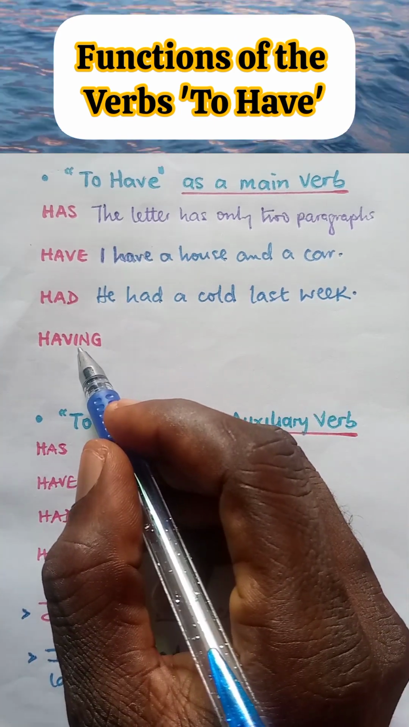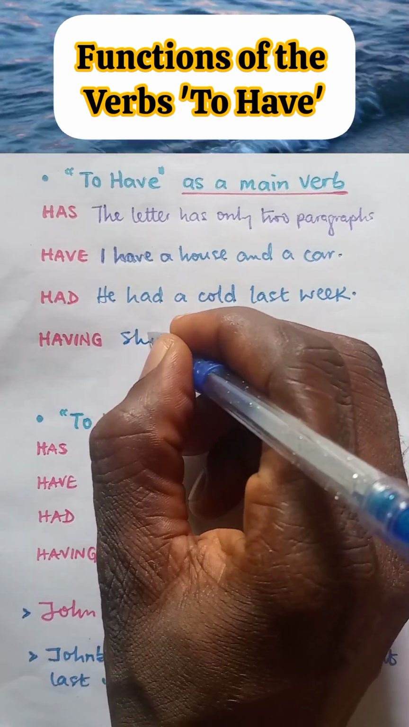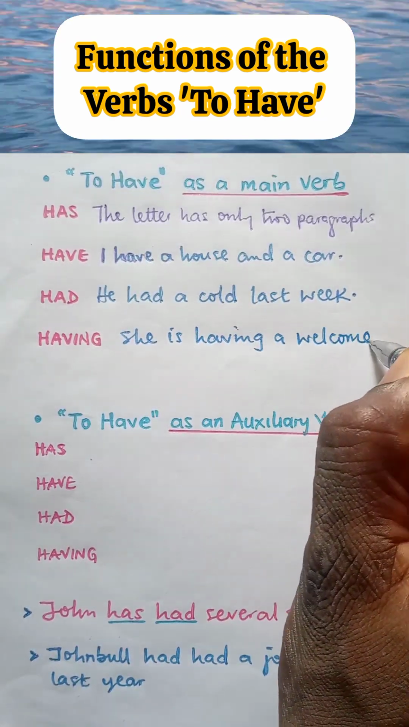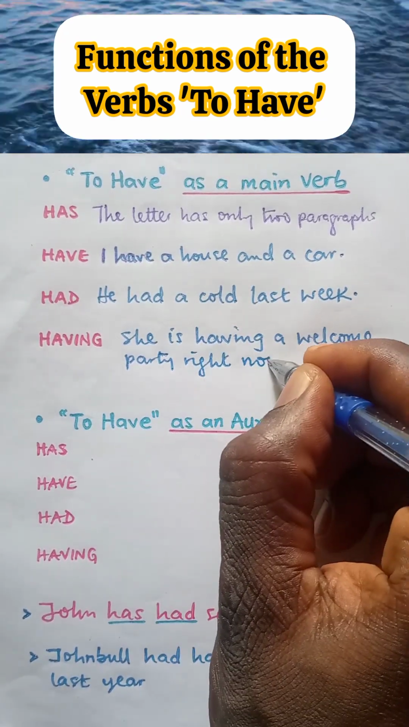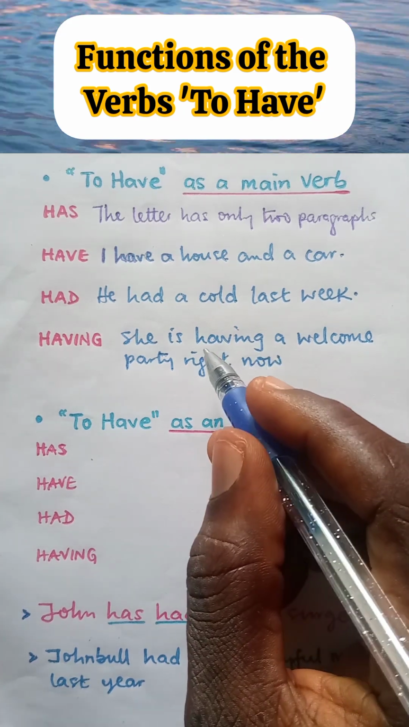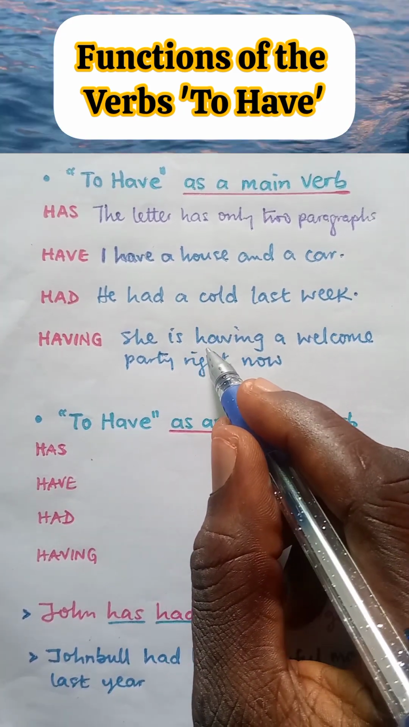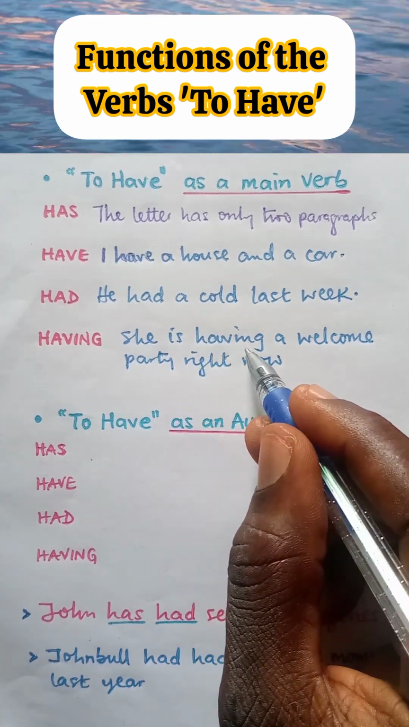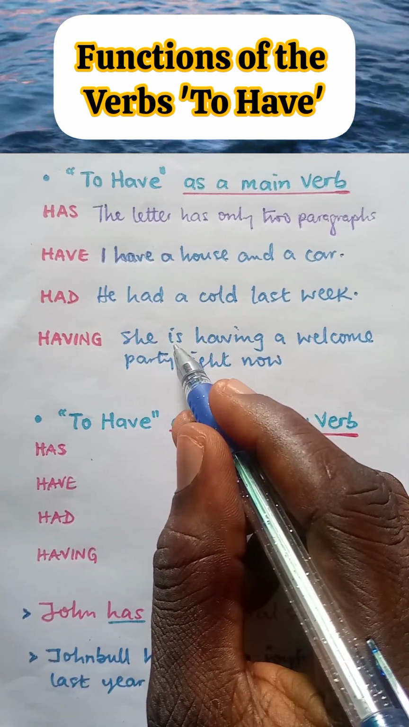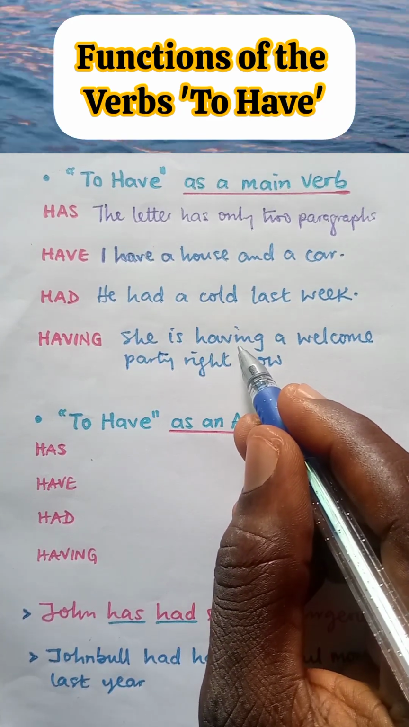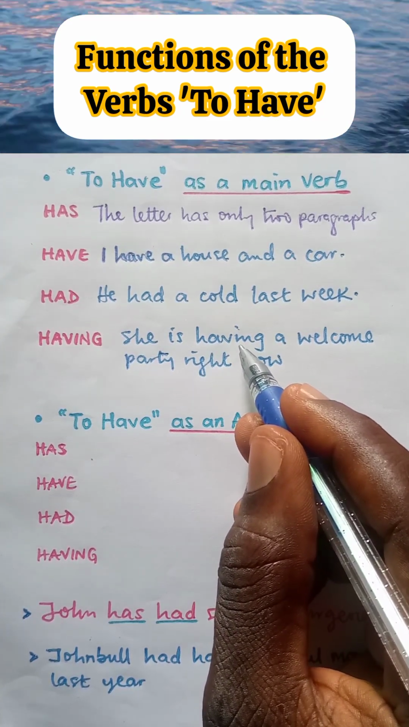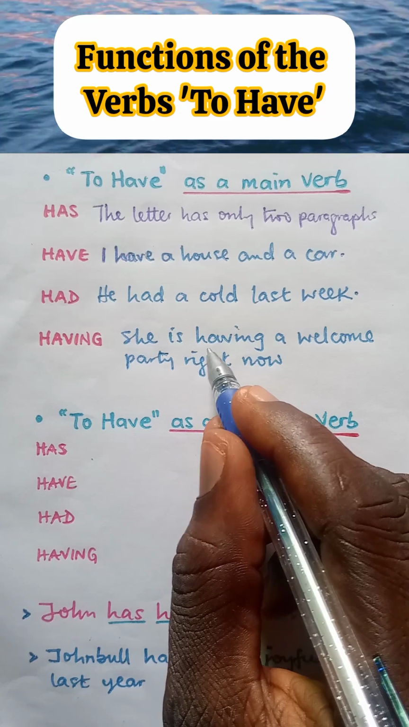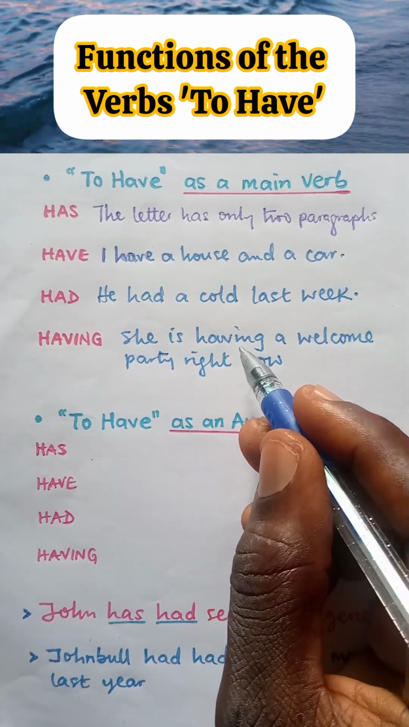Next, having as a main verb. She is having a welcome party right now. In this sentence, we have 2 verbs, is and having. Having is functioning as the main verb. Is is an auxiliary verb, helping having to form its tense, which is the present continuous tense. So having is the main verb.